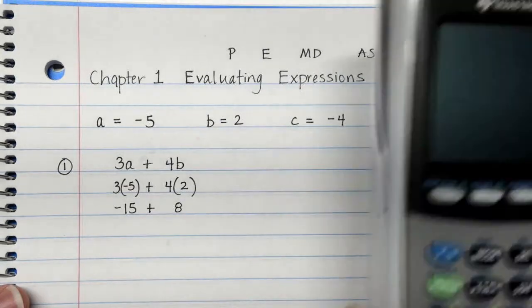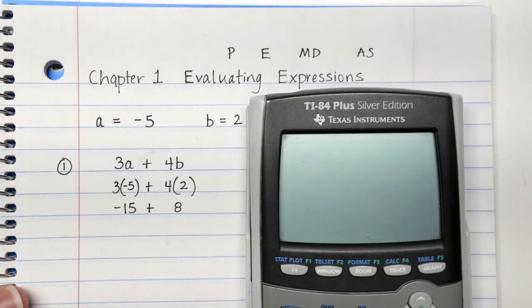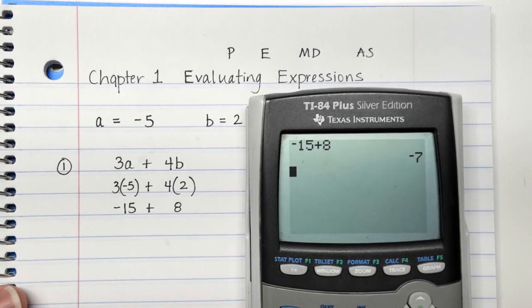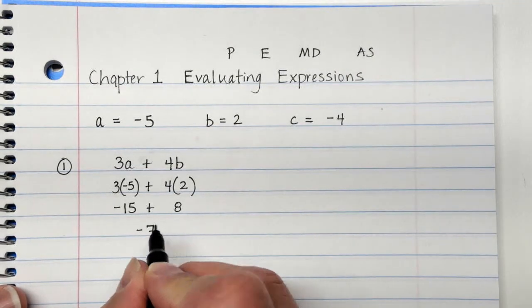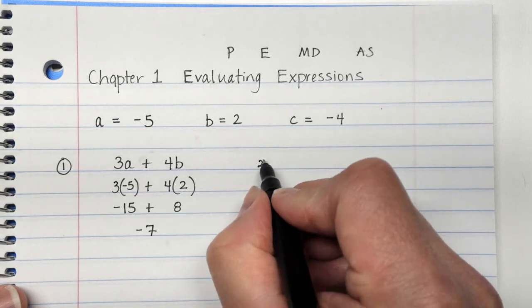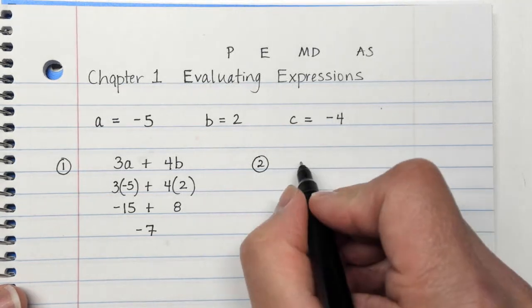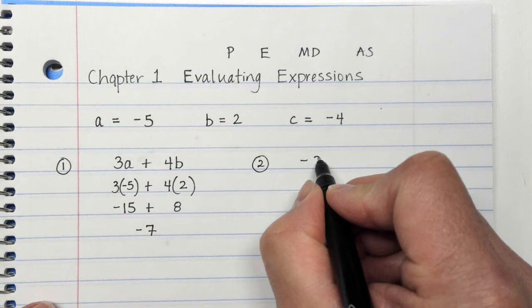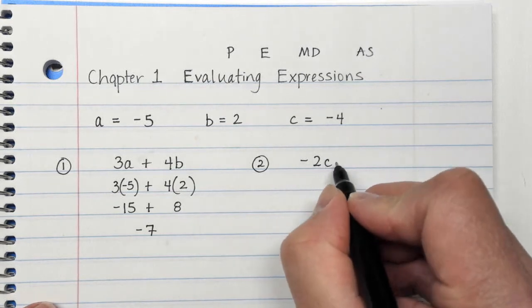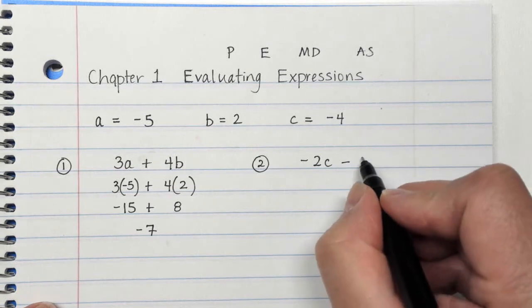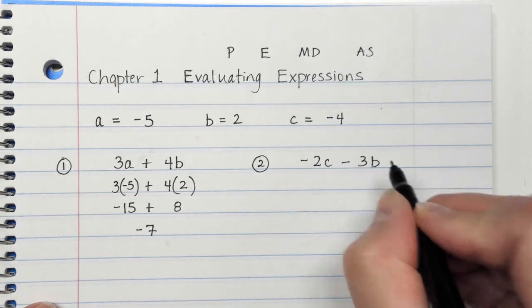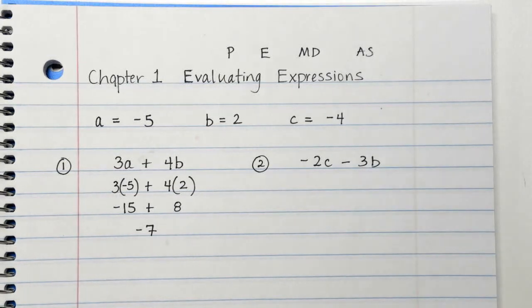-15 plus 8. If you're not sure, use a calculator. -7. Bam. Your turn. Minus B. Okay.